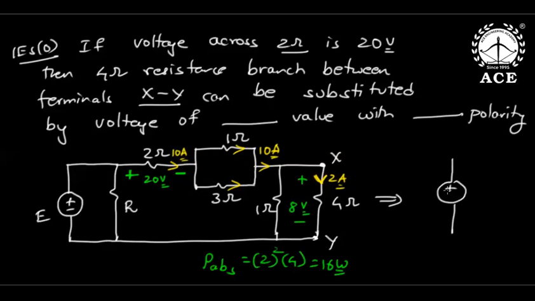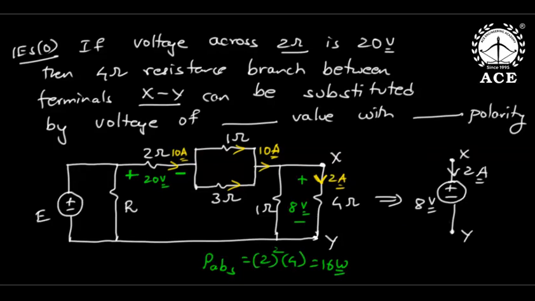Yes, 8 volts, 8 volts. Okay, but still the branch current is 2. I'm never changing that. So this voltage source can be substituted. This resistance can be substituted by, answer is how much? 8 volts, with what is the polarity? X positive with respect to Y.